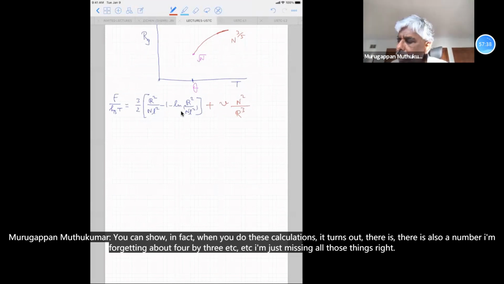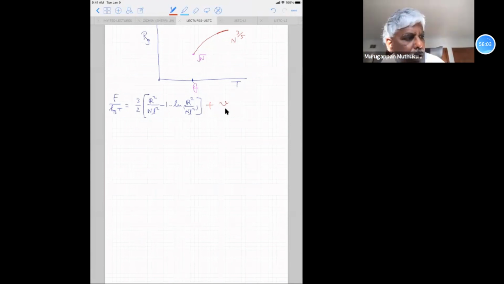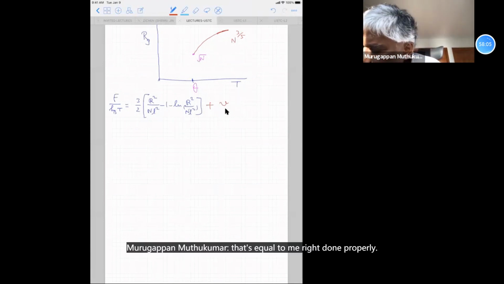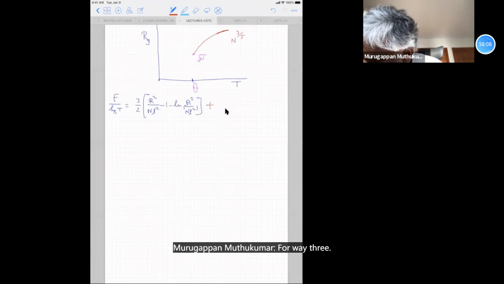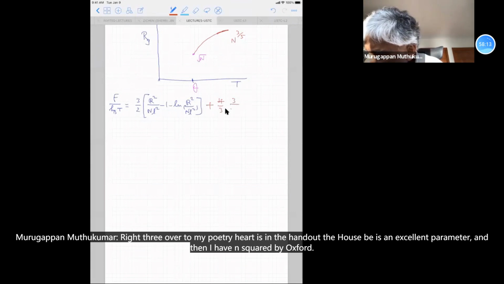when you do these calculations, it turns out there is also, remember, I'm forgetting about 4 by 3, etc. I'm just missing all those things. So if I do all of those things, what happens is, this expression, instead of simply writing 4 by 3, if I account for all of those things, I get the following expression. Let me write it down properly. It's equal to 4 by 3, 3 over 2 pi to the power 3 halves.